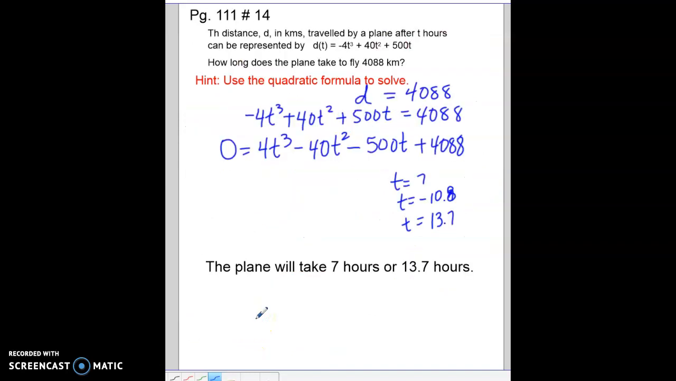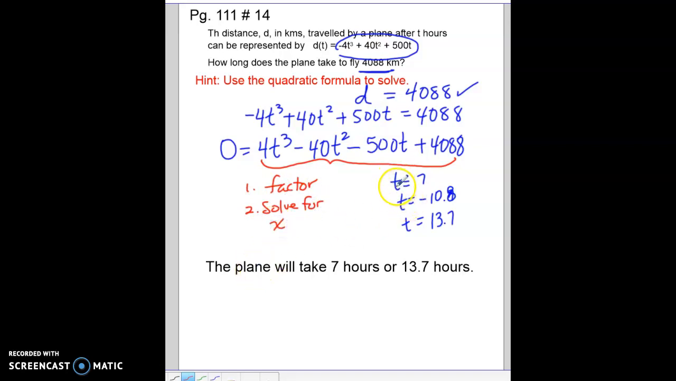And number 14, I wanted to look at number 14 from a different perspective, and that is, what if we use technology to solve? So first, you need to take your cubic function and set it equal to the given distance. So the given distance was 4,088, and then you set your distance equation to that. Solve this cubic function. So factor and solve for x. So same steps as before.